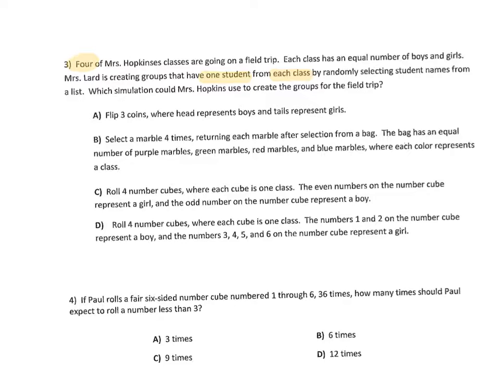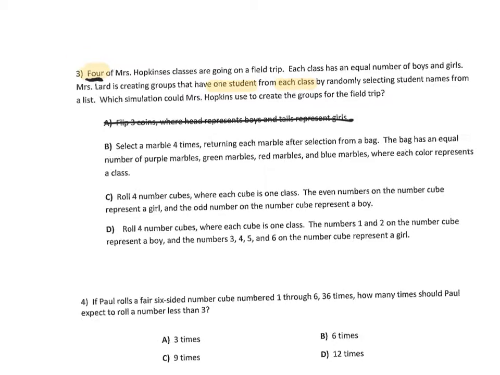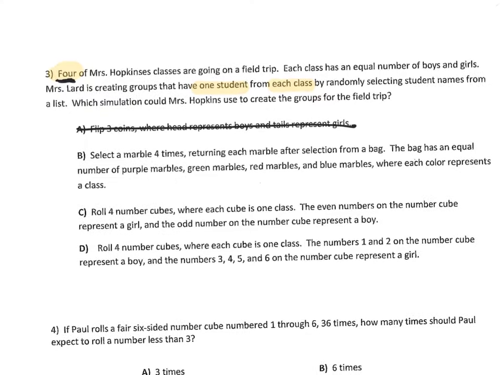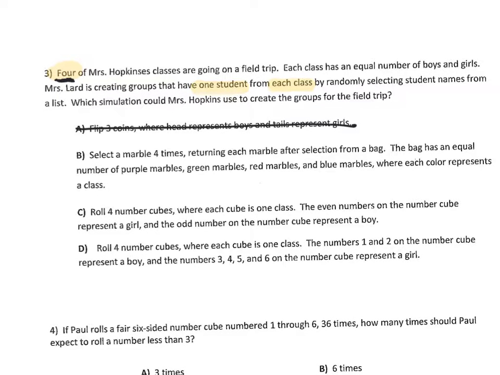Well, if we flipped 3 coins, that would only represent 3 of the 4 classes. So A wouldn't work. We've got 4 classes. I don't know why we would use 3 coins.